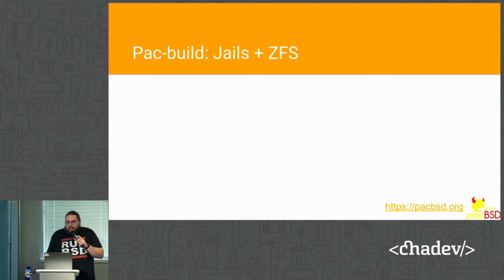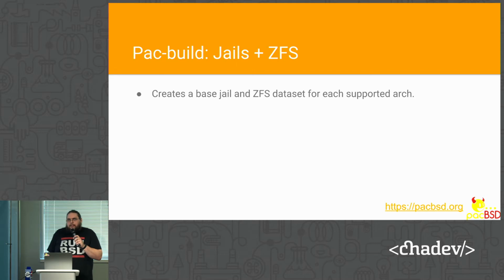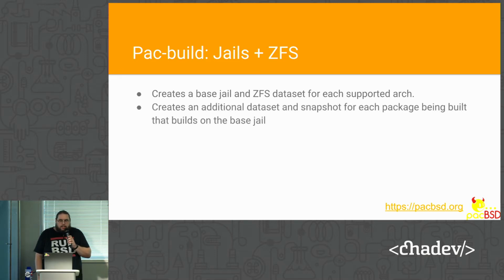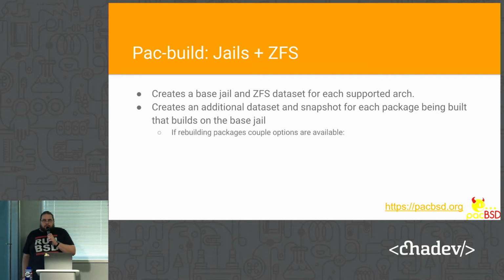So if you were using a jail and ZFS environment, as I said, it creates a base jail and a dataset for each supported arch. It creates an additional dataset for each snapshot for each package being built that sits on top. So when dependencies are downloaded, those actually are written to that additional dataset. It doesn't touch the base jail dataset.